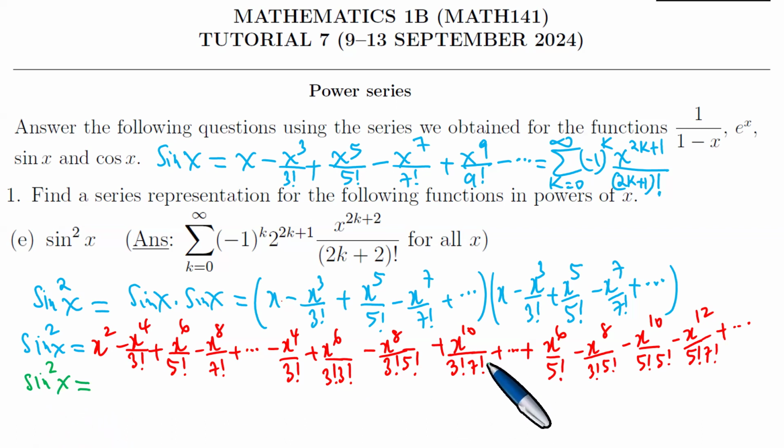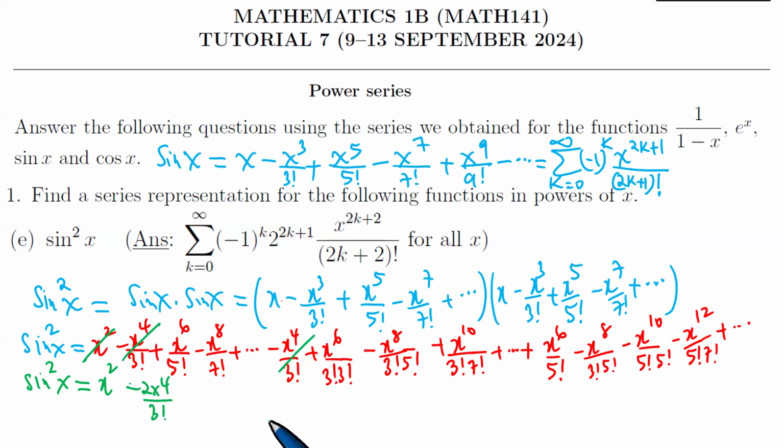Okay, we're good. Now let us check this out and see if anything simplifies. The x squared occurs only once, so we can write x squared. The x to the 4th power, there are 2 of them, and then the rest are different. So you have minus 2x to the 4th power over 3 factorial.